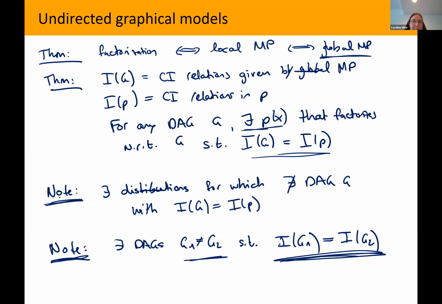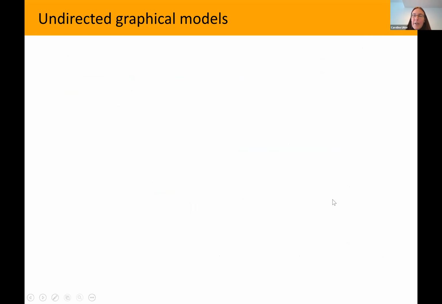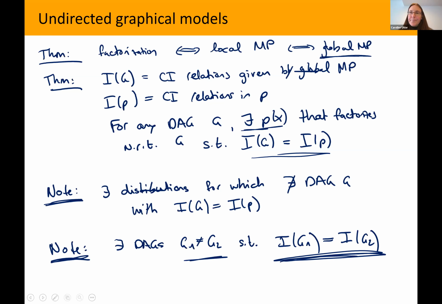Otherwise, I'll also have to define the same thing for undirected graphs. Now that I've done everything for directed graphs, it will be much easier. But I want to do exactly the same picture. And I really don't know why it's not moving forward. I want to do exactly the same picture also for undirected graphs on the next slide.